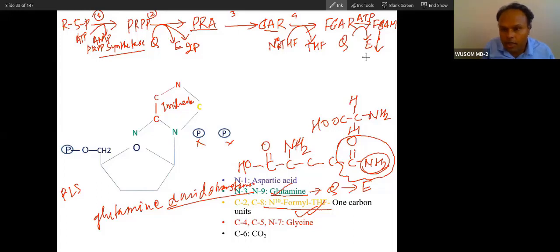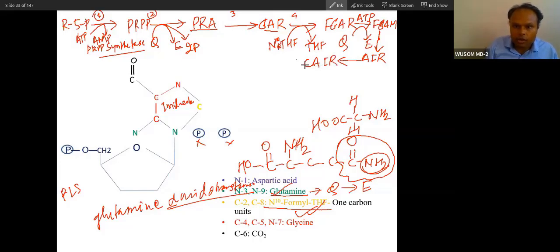So this becomes a very easy name, AIR. Amino imidazole ribose phosphate. This amino imidazole ribose phosphate now will convert into, let's see what will happen to this. Now a carboxy group, CO2 group, will attach to this carbon, and this becomes CAIR, C for carboxy: carboxy amino imidazole ribose phosphate. So carbon dioxide will be added here.